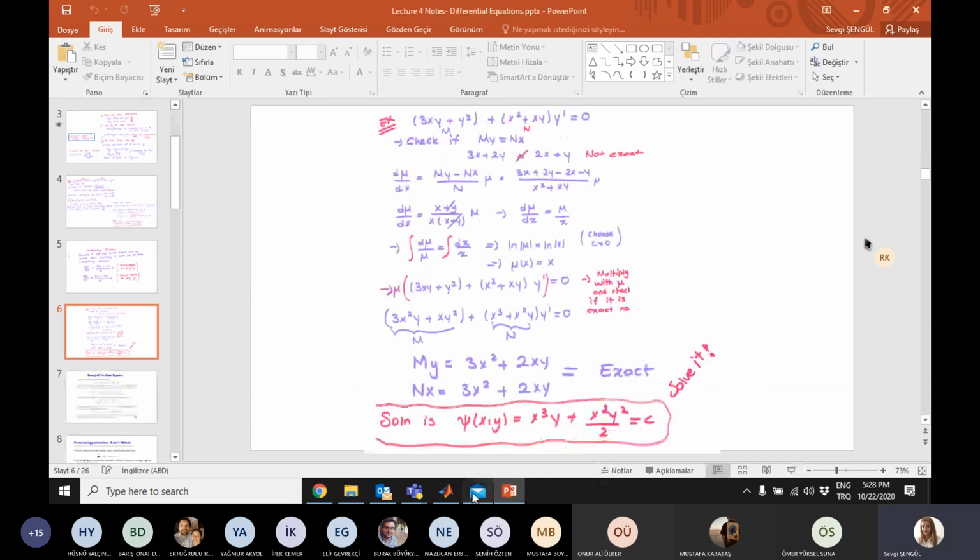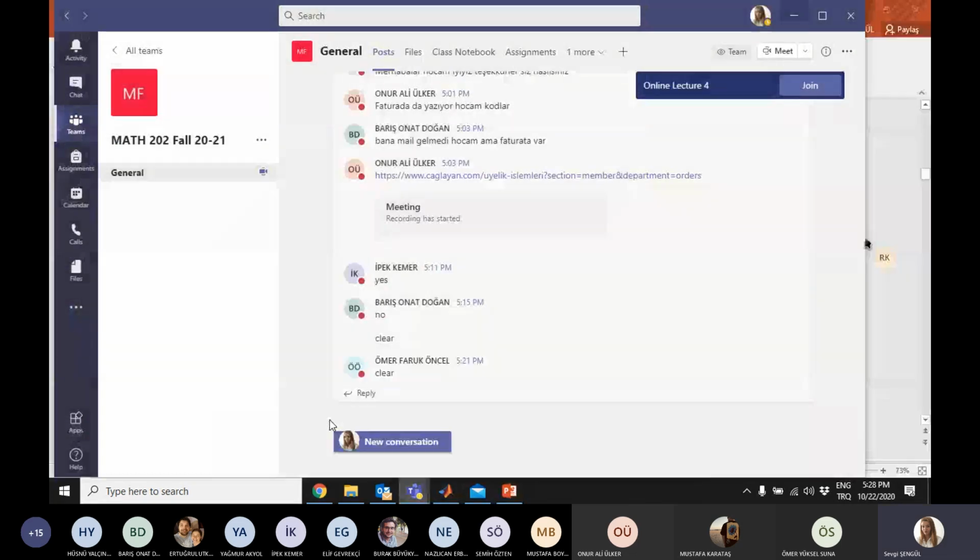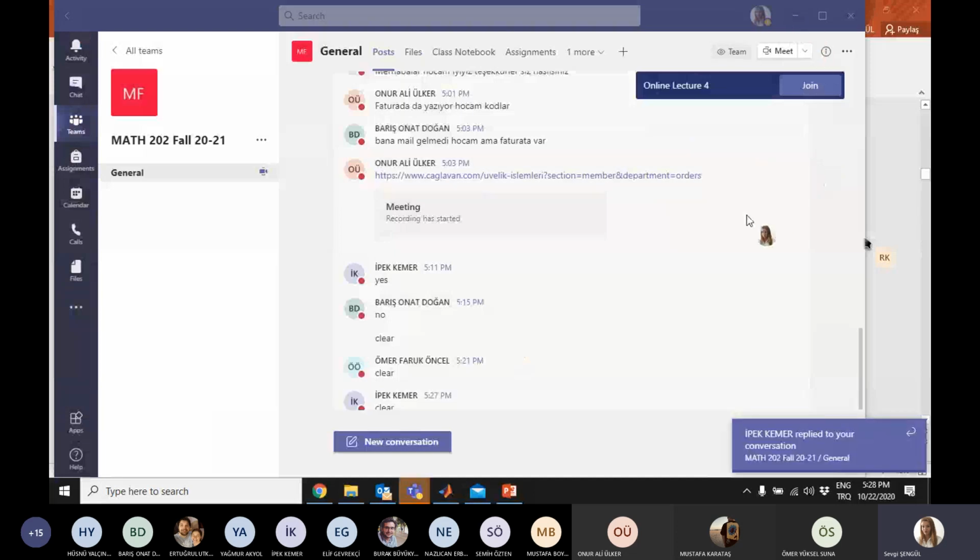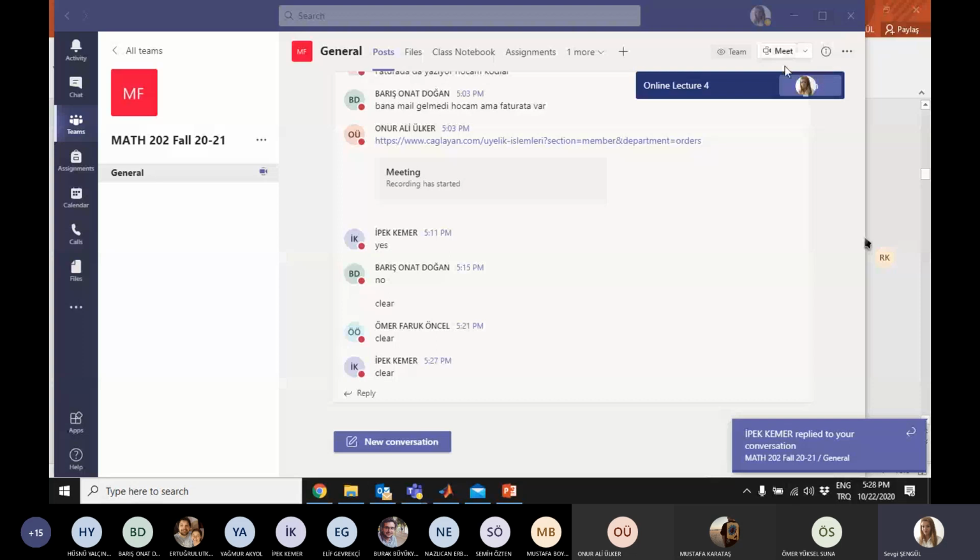Is it clear? Integrating factor. I'm checking here. Any question? Okay, great. Once you do a couple of examples by yourself, please, there is a big algebra going on here. So to be able to do it on time in the exam, you need to get used to doing this algebra.